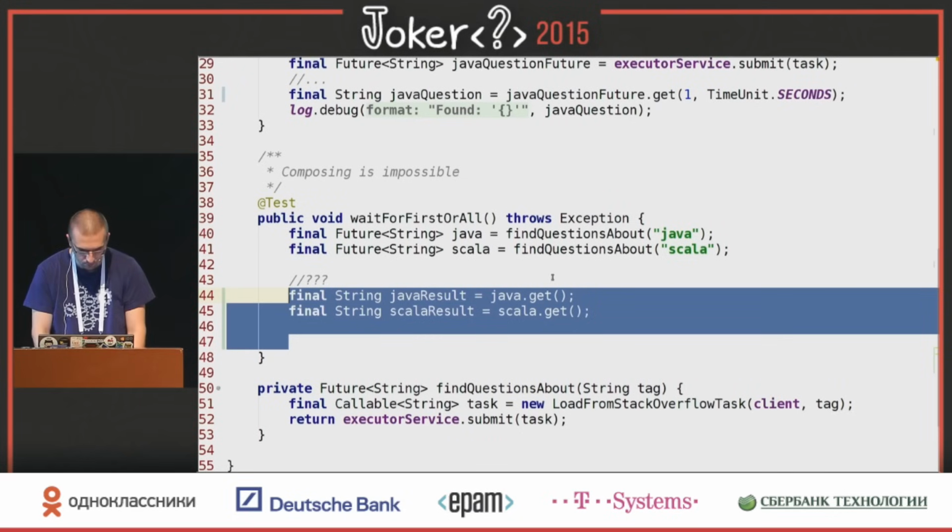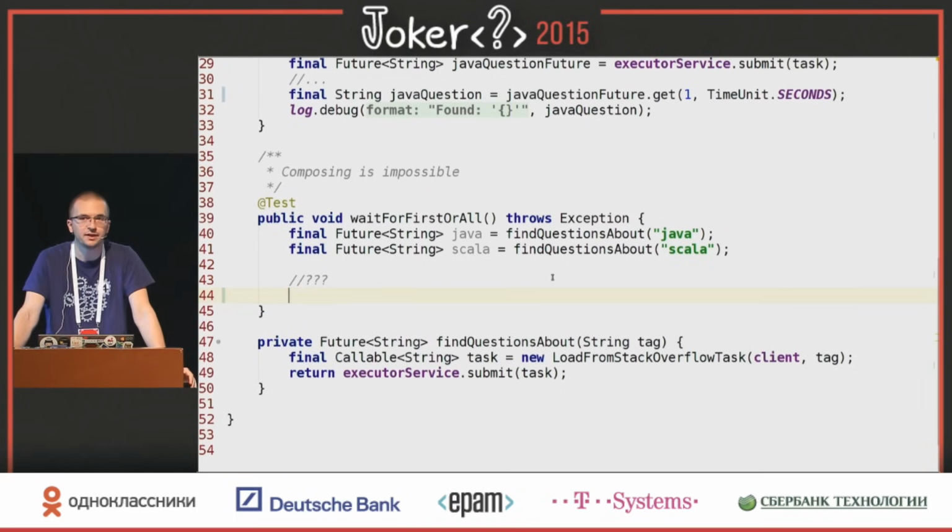But now I have a question for you. What if I want to wait for the first one? Not for both of them, but I want to wait for the first one. So I don't really care whether the Java future or the Scala future completes first. I just want to get the first one and forget about the second one. So do you have some idea? Excuse me?